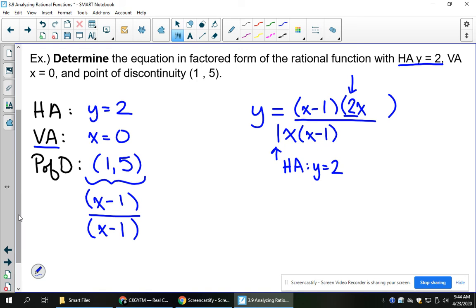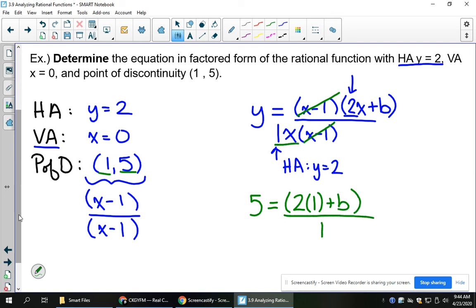Now, we don't have any other information that helps us figure out what's in brackets here with 2x. I'm going to call it b, just some kind of variable. But we do have one other number that we haven't worked with yet that will help us figure out b. That number is this 5. We know that if we cancel our point of discontinuity, we make all of our x values 1, we will get a y value of 5. So I'm going to make y 5. I'm going to make x 1.